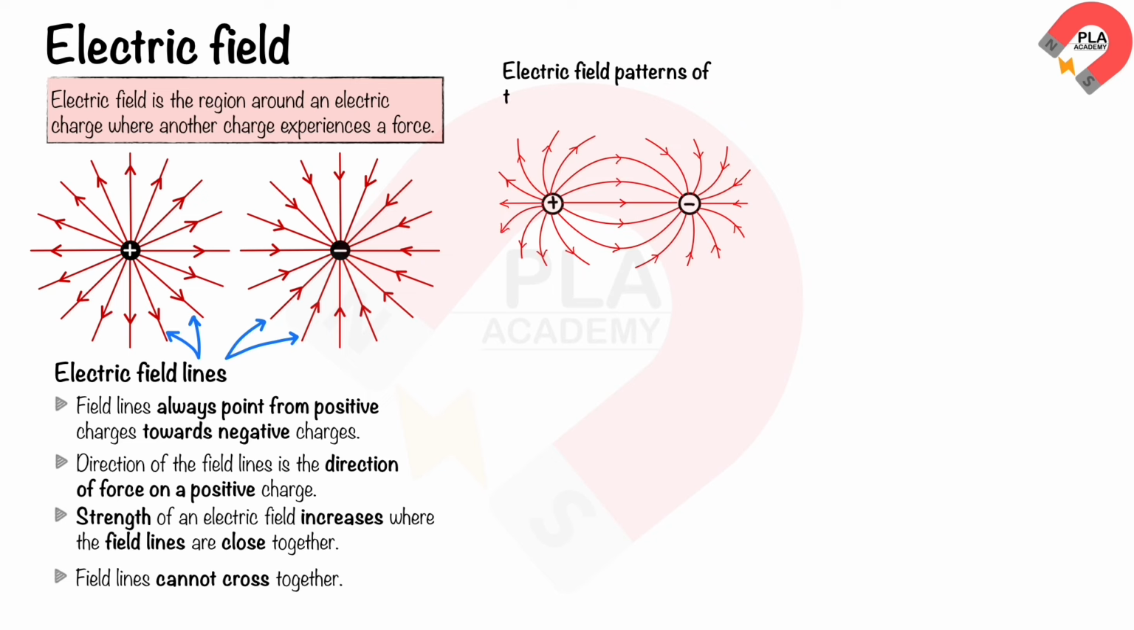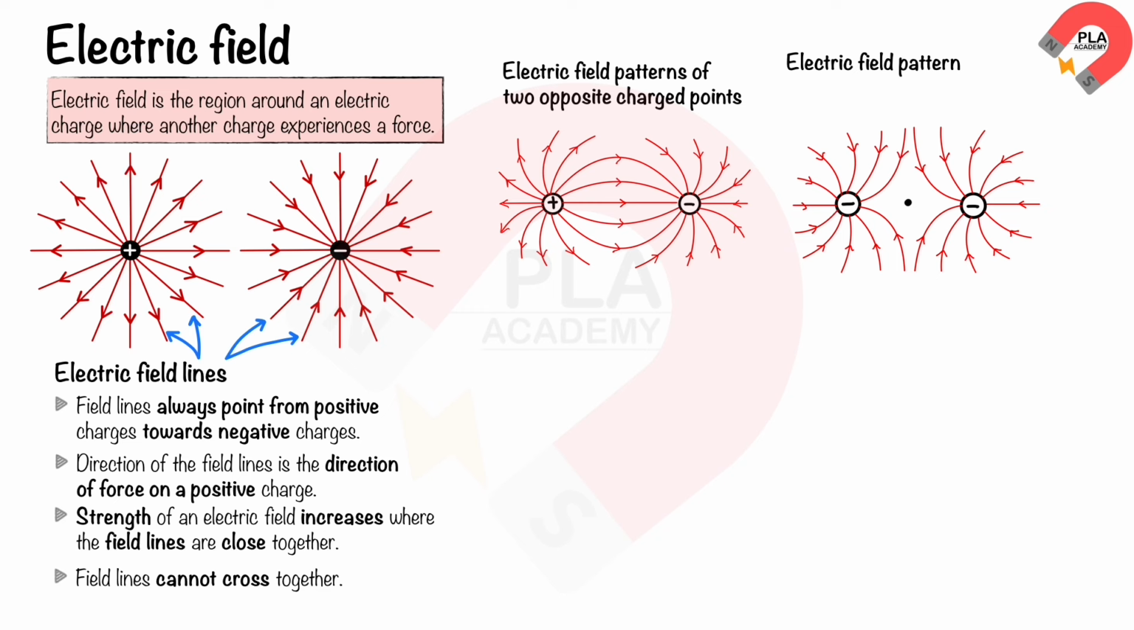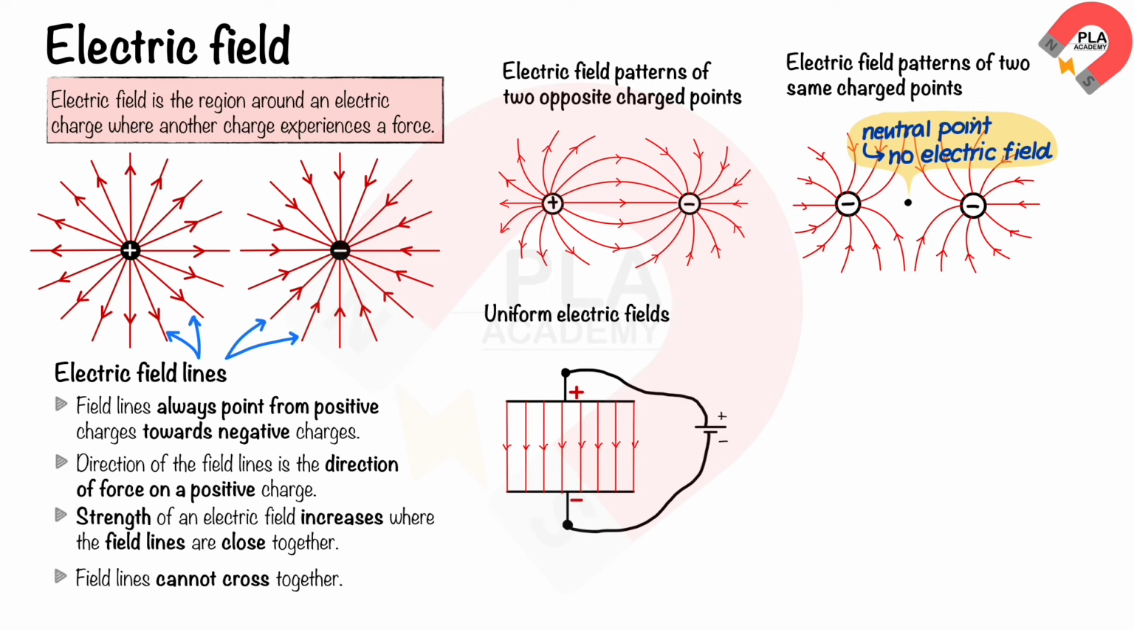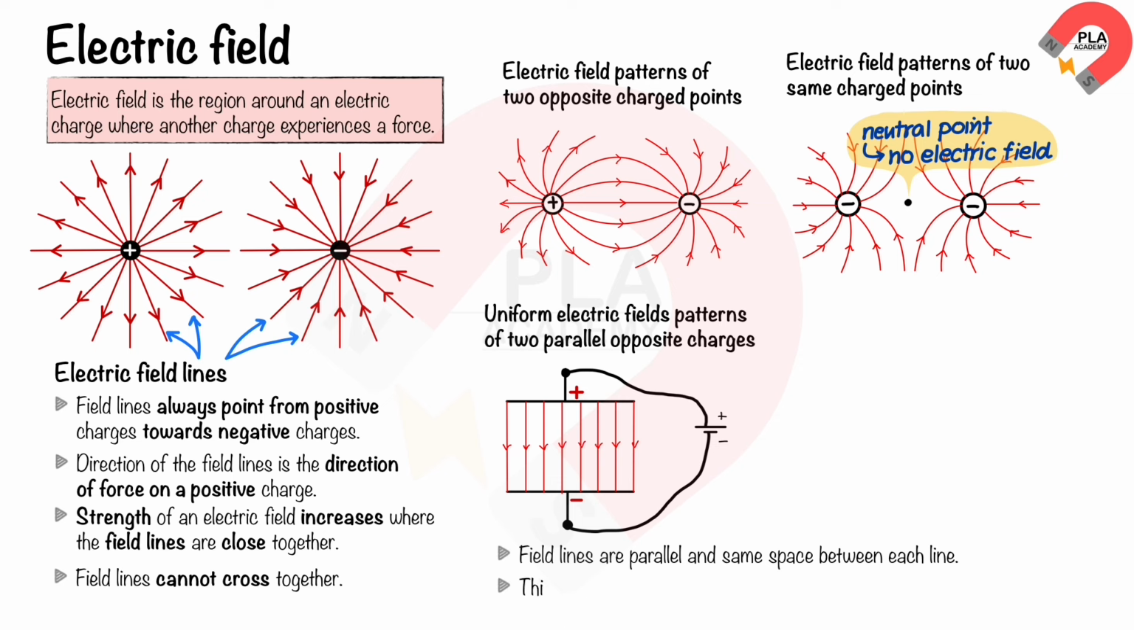Electric field patterns of two oppositely charged points. Electric field patterns of two identically charged points. This is the neutral point, which is the point that has no electric field due to the charges. Uniform electric field pattern of two parallel oppositely charged plates. The field lines are parallel and equally spaced between each line. This shows that the strength of the electric field is constant.